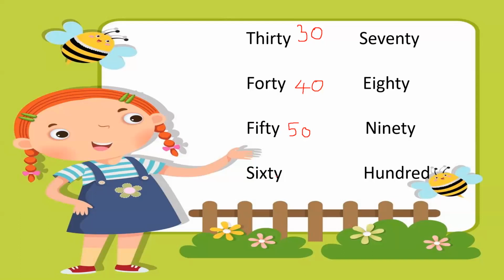Sixty, 60. How to write 60? Sixty, 60. Next number is 70. Seventy, 70. Seventy, 70. Repeat it after me.